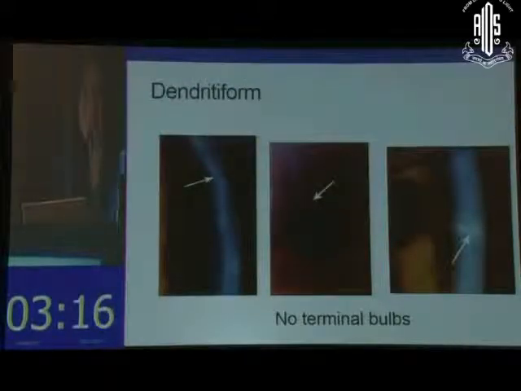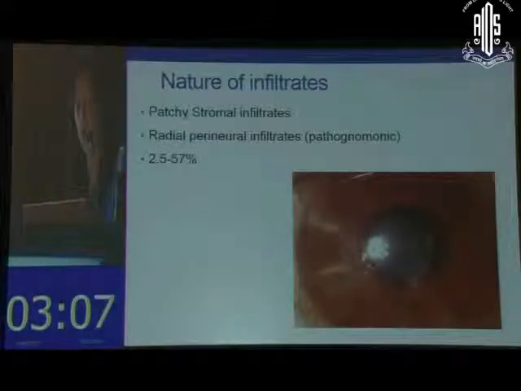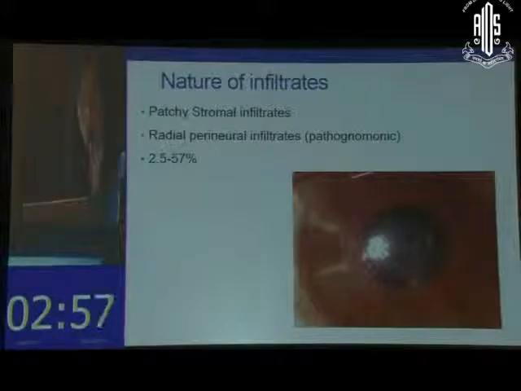And these are the dendrites. The difference between the dendrites of acanthamoeba and herpes is that there are no terminal bulbs in cases of acanthamoeba. The stromal infiltrates tend to be patchy, and radial perineural infiltrates are present, which are pathognomonic. They are present in 2.5 to 57% of the cases.